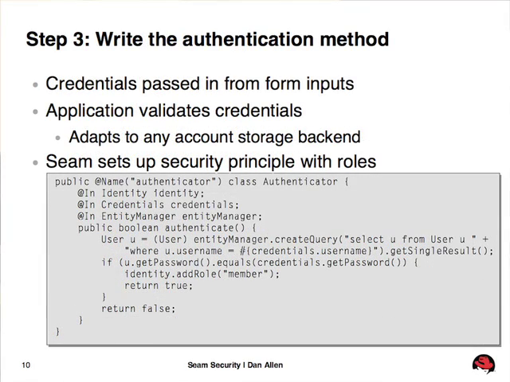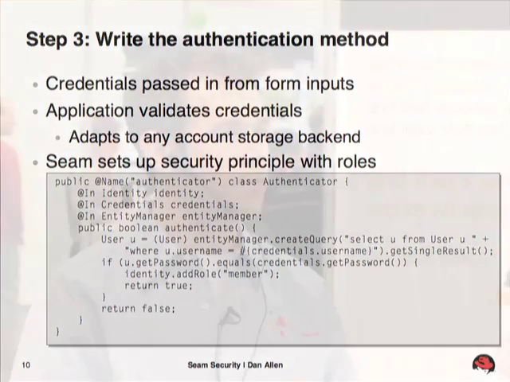So here's the authentication method. You inject both the credentials and the built-in identity component. So the credentials are holding the username and password from the form, and the identity component is the built-in component in Seam that's taking care of all this for you. Now, within this method, you can do whatever you want. You could talk to a JPA backend, as we're doing here. You could do LDAP, you could do a web service, you could do whatever you want. This is one of the important things in Seam, is that if you have your own fancy way of doing login, you can tie that into Seam very easily.